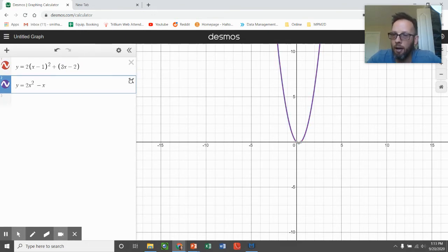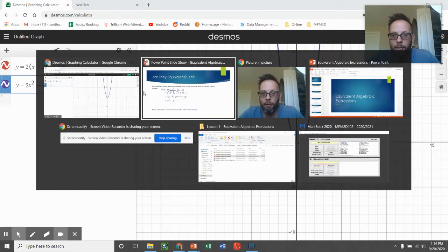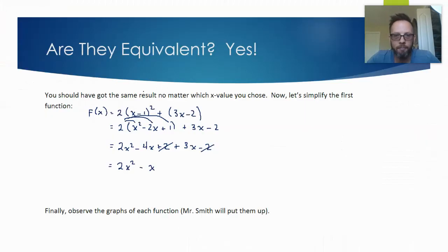So in every way, these guys are the same. We showed it 3 ways. We tried a bunch of points, which gave us an idea, but didn't exactly prove it. We used algebra, which did prove it. And then we kind of proved it by graphing. So those are 3 different ways that you could mess around, see if things are equivalent. So these guys were equivalent.